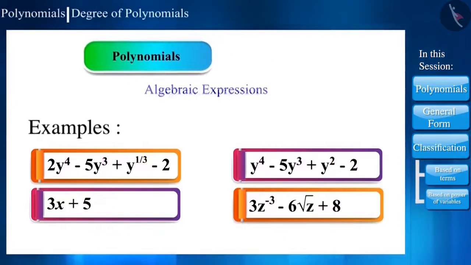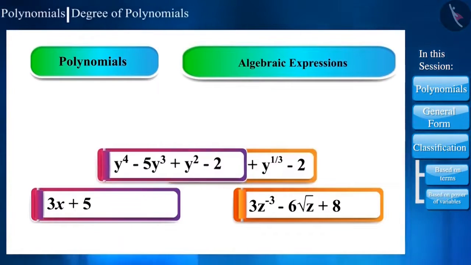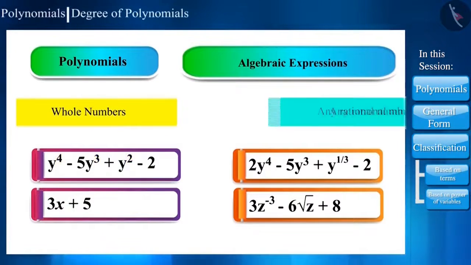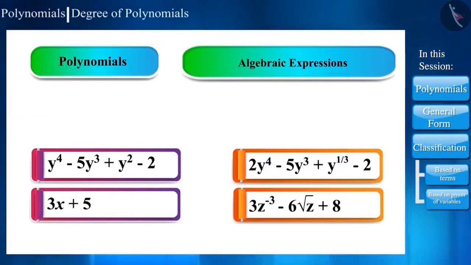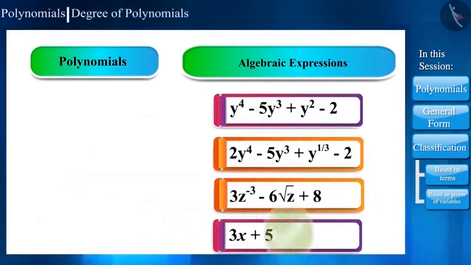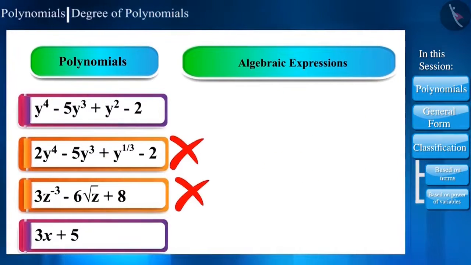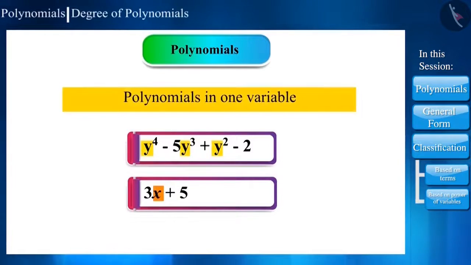And friends, the only difference between polynomials and expressions is that the power of variables in polynomials is always a whole number, whereas the power of variables in expressions can be any number. Here, we have to focus on one thing, that all polynomials are expressions, but not all expressions are polynomials. Friends, in the given examples, polynomials are in one variable only, and such type of polynomials are called polynomials in one variable.